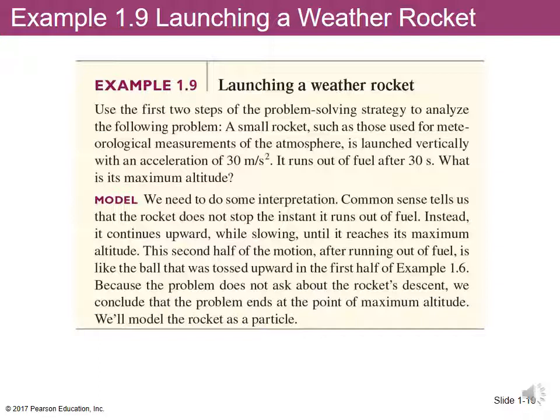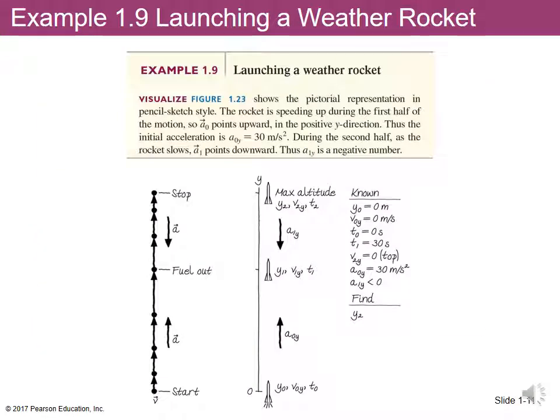So we've got really two parts of this motion. We have one part where the rocket is going up, right, until it runs out of fuel. And then we have a second part where it goes up further until it reaches its maximum altitude. So we've really got to break this problem into two sections. And when we apply mathematics to this, we would have to break that into two sections as well. If we want to draw a visual representation, it might look something like this, right?